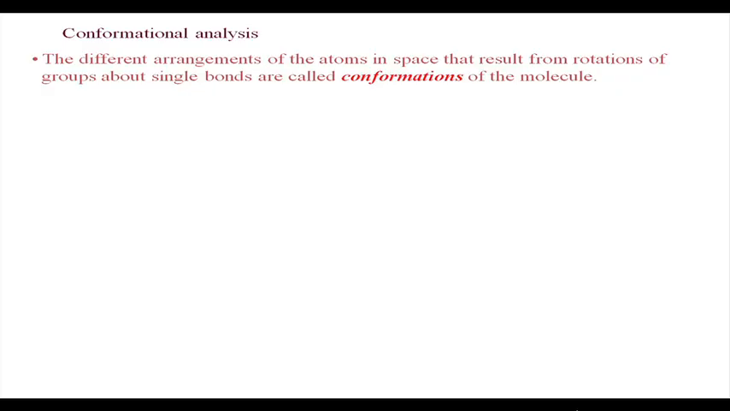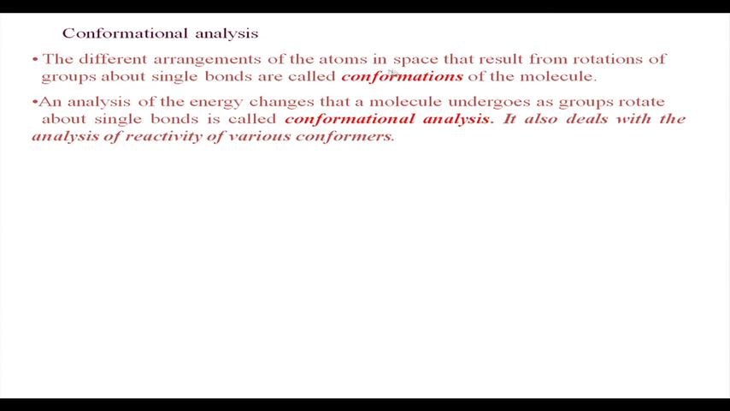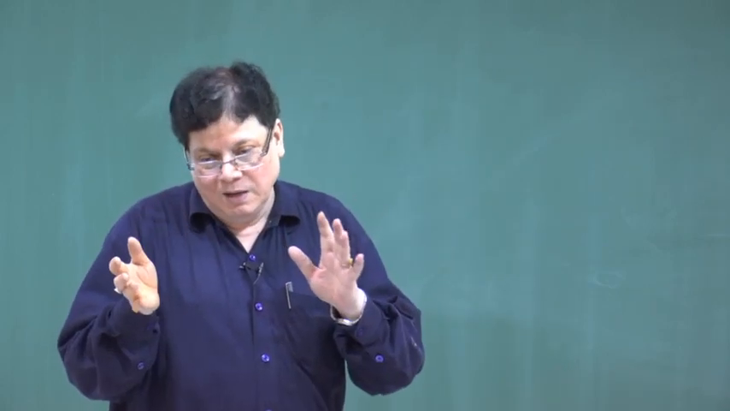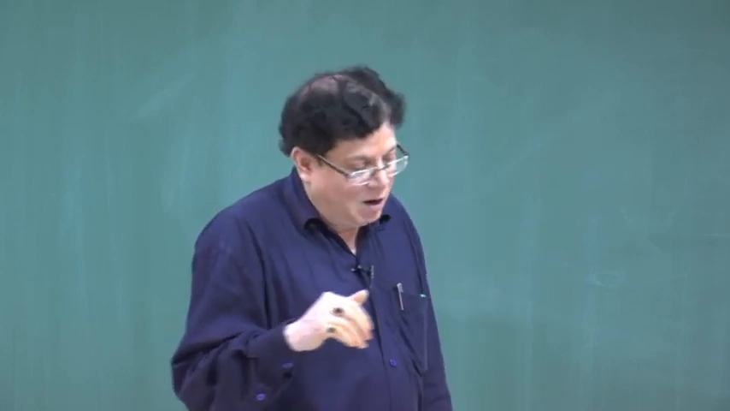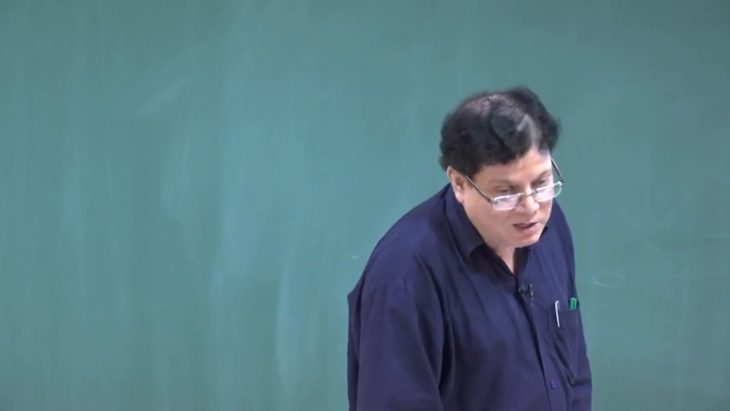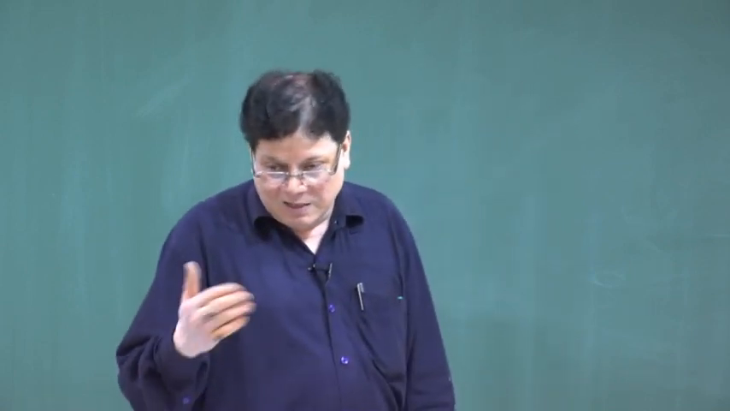I think I started that concept, but let us just have a repeat. The different arrangements of the atoms in space that result from rotations of groups about single bonds are called conformations of the molecule. I just added a caution that these single bonds cannot be between atoms which are monovalent. These single bonds should be between atoms which are at least divalent, like hydrogen peroxide. Oxygen is a divalent atom, so hydrogen peroxide also has different conformations. Now, out of these conformations, some may be more stable than others, we will discuss that.